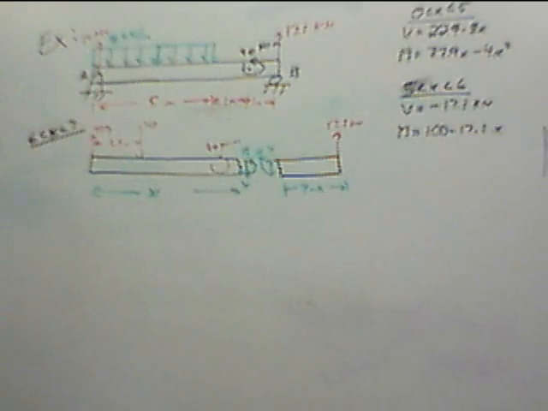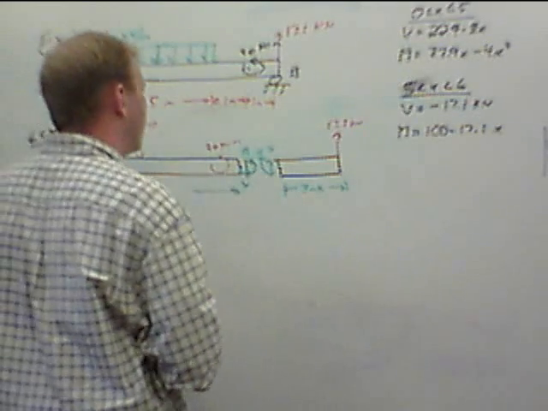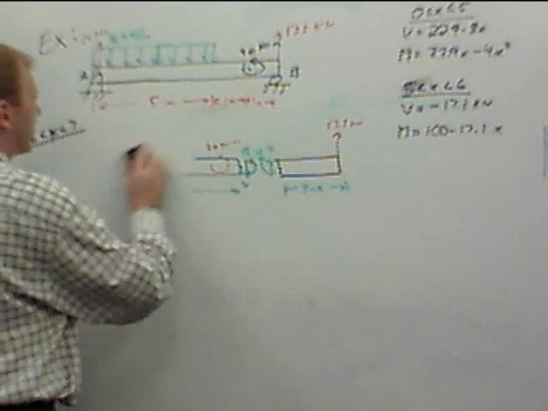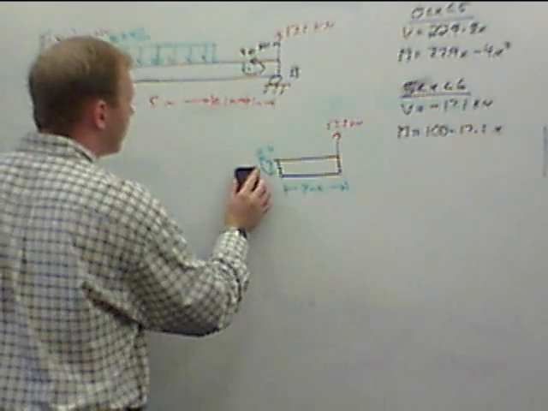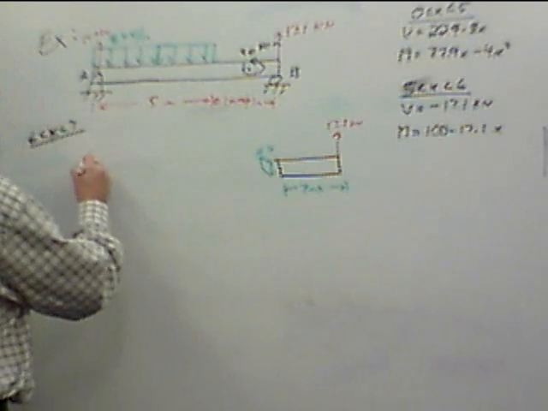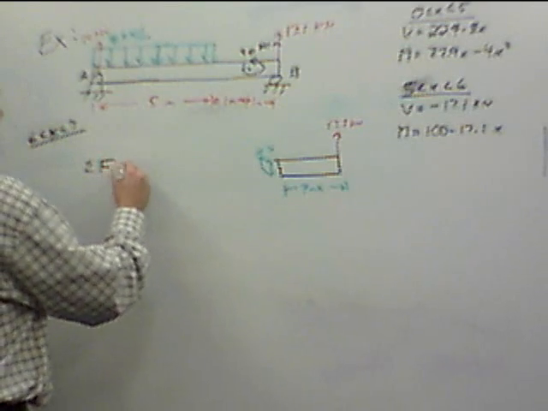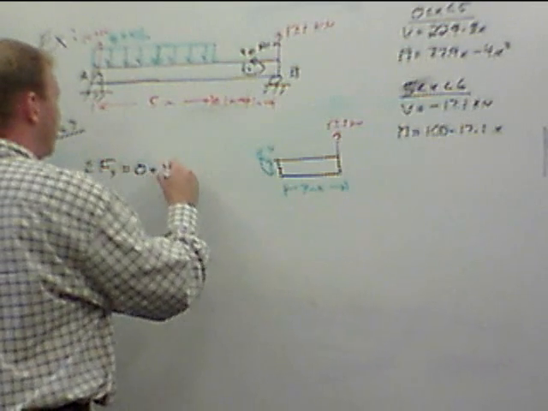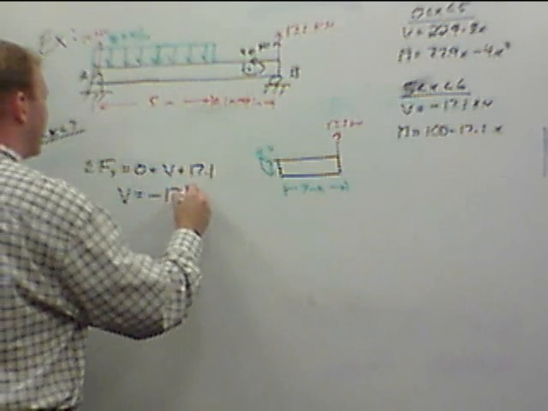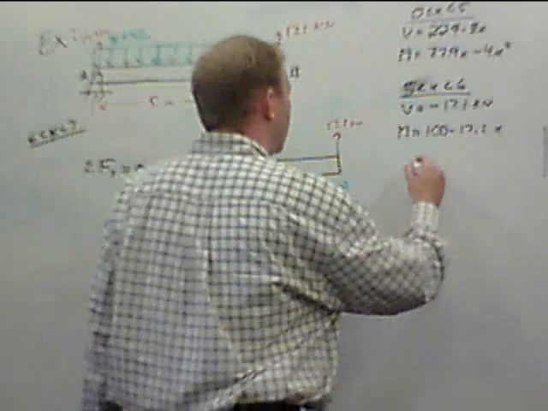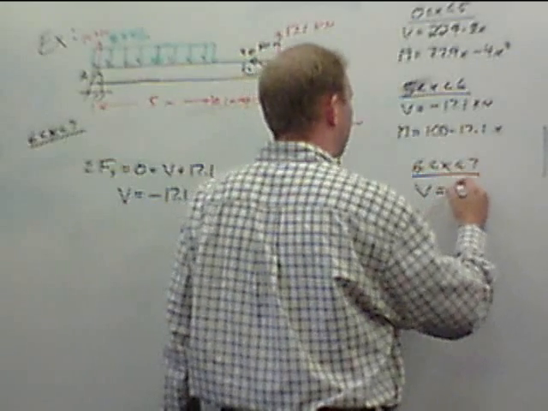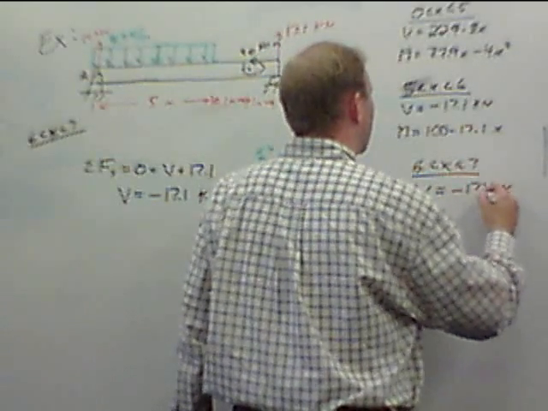Well, this time, with 3 forces on the left-hand side and only 1 on the right, I am going to go ahead and use the right-hand side. It's going to look a little easier. So I'm going to take the left side down. Just looking at this one piece here, summation of forces in the y equals 0 equals V plus 17.1. This gives us V equals negative 17.1 kilonewtons. This is from 6 to 7. We have V is negative 17.1 kilonewtons.